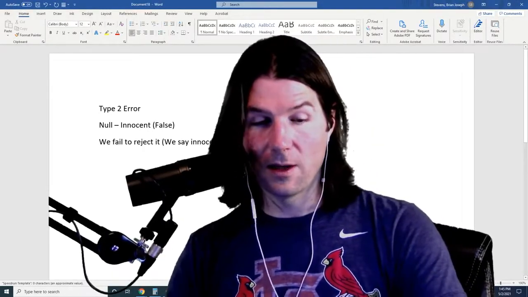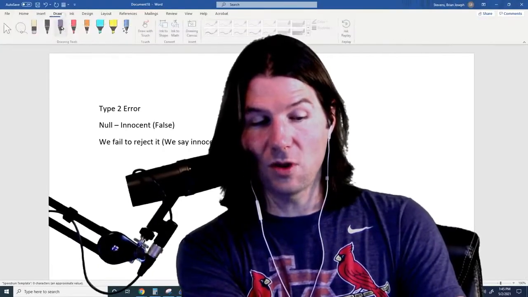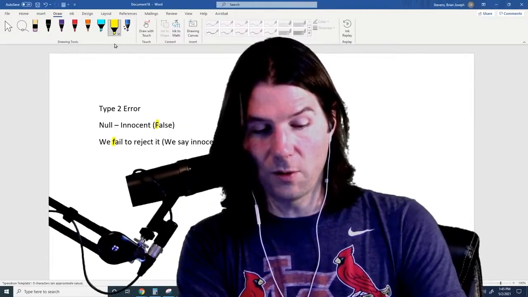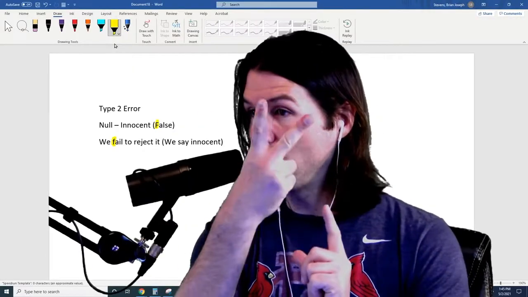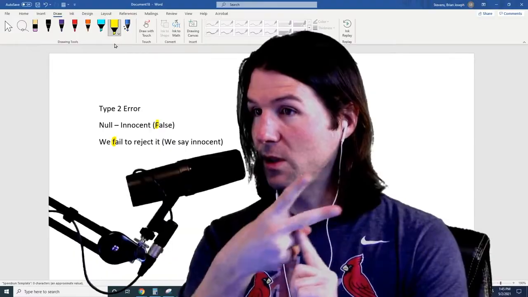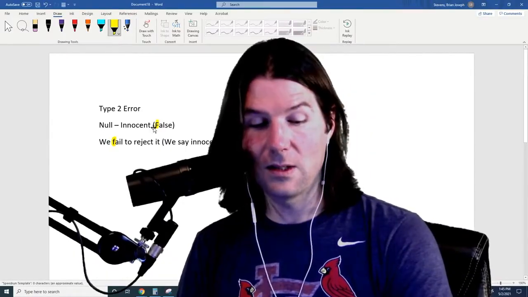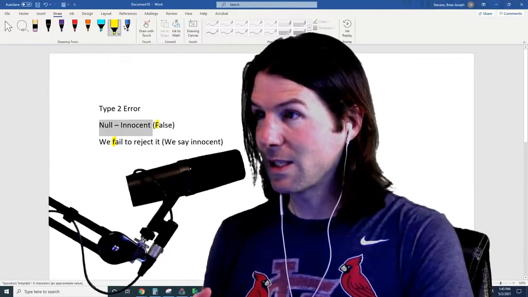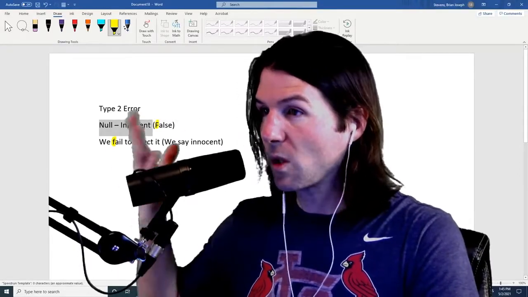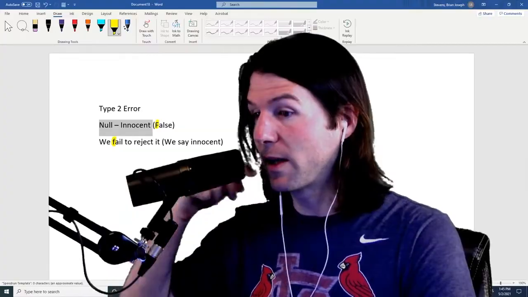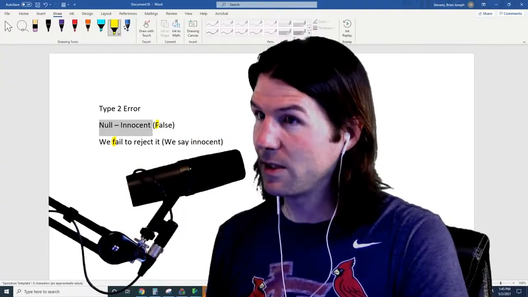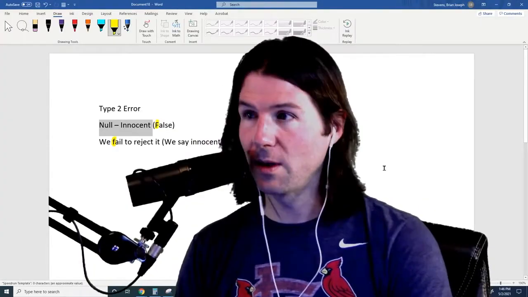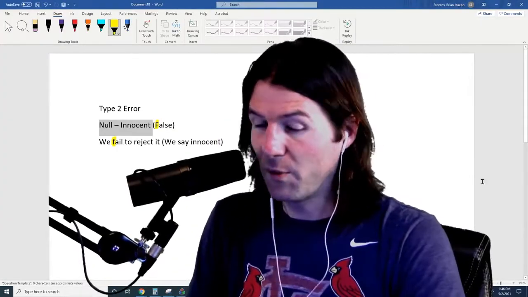So look at these Fs right here that you're making by saying in a type 2 error, the null is false, and we fail to reject it. If the null is that they are innocent, that is a false statement. This is a guilty person. But we fail to reject it, which means we're going to say they're innocent. So a person who is guilty, because it's false that they're innocent, would be continued to be believed innocent. So we're going to have a person who's guilty go free.